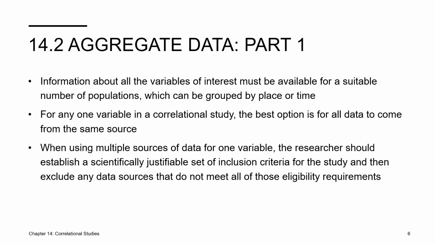Section 14.2 covers aggregate data. Information about all variables of interest must be available for a suitable number of populations that can be grouped by place or time in any type of correlational study. So for any one variable in a correlational study, the best option is for the data to come from the same source. But when using multiple sources of data for one variable, the researcher should establish some sort of scientifically justifiable set of inclusion criteria for the study, and then exclude any data sources that may not meet those eligibility criteria.